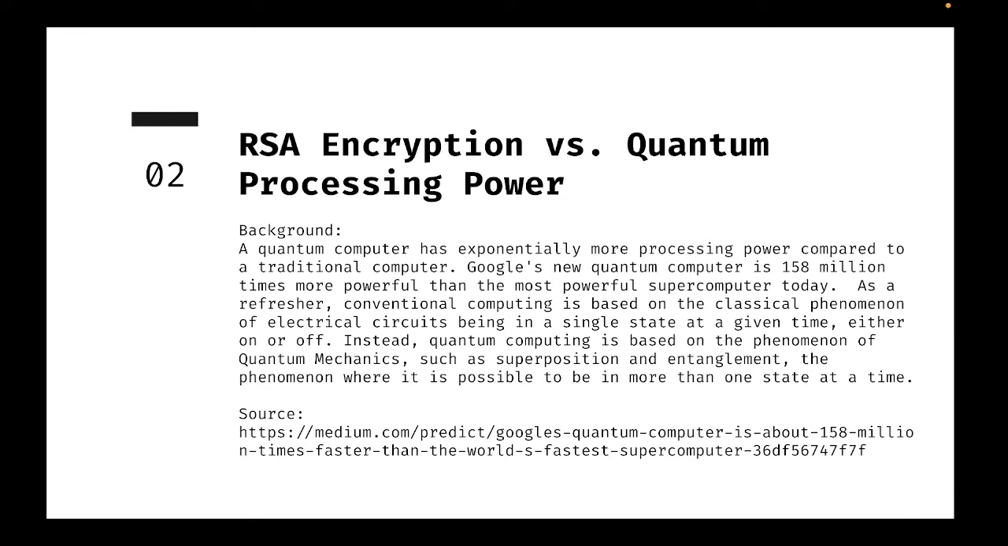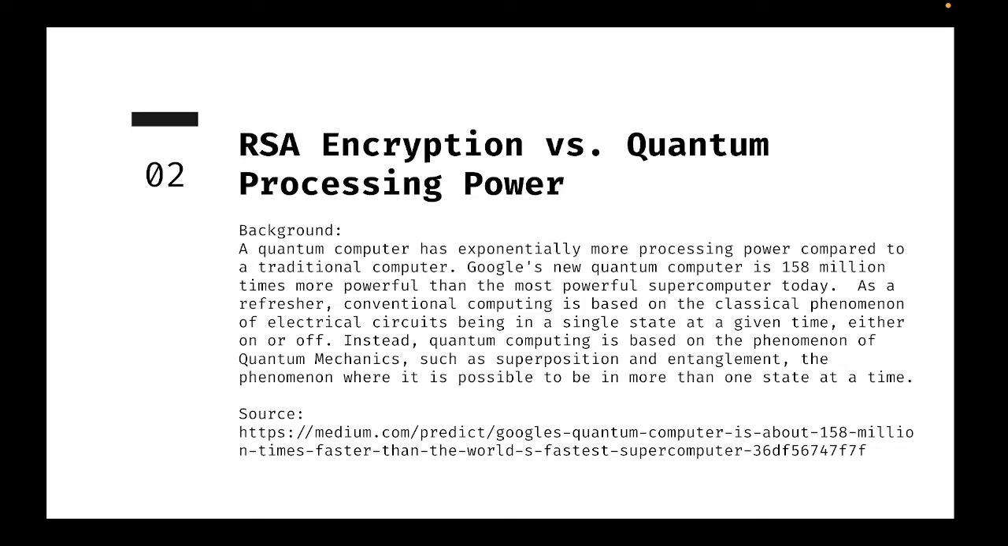Here is more background, so let's flesh it out more. A quantum computer has exponentially more processing power compared to a traditional computer. For example, Google's new quantum computer is 158 million times more powerful than the most powerful supercomputer today.